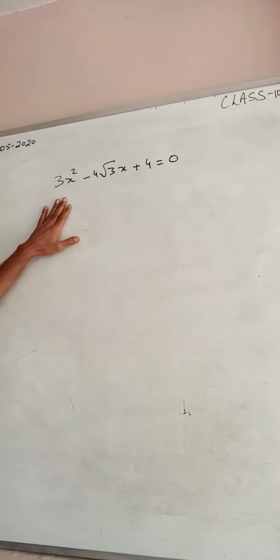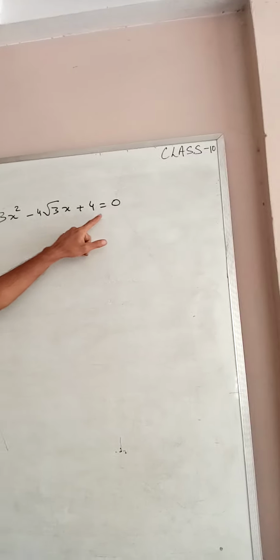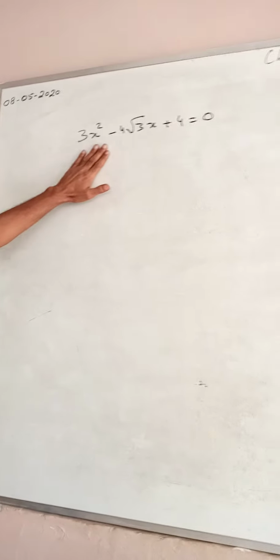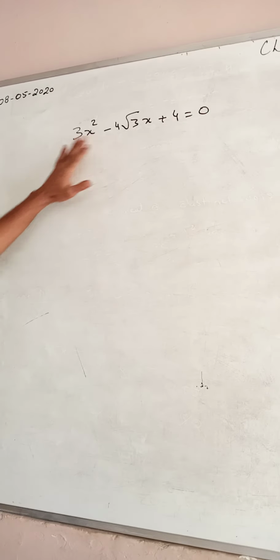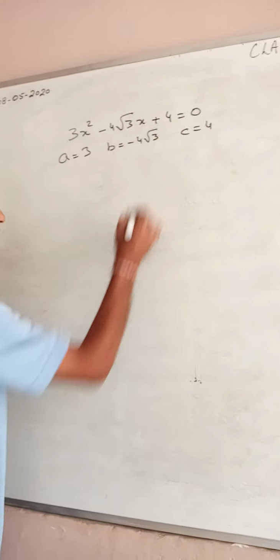Take the first type of question, which is based on what we have done just now. We have been given an equation 3x square minus 4 root 3x plus 4 equals 0, and the question is asking you what is the nature of the roots. Now, if you see, the equation is arranged in its proper form. a is 3, b is minus 4 root 3, and c is 4.